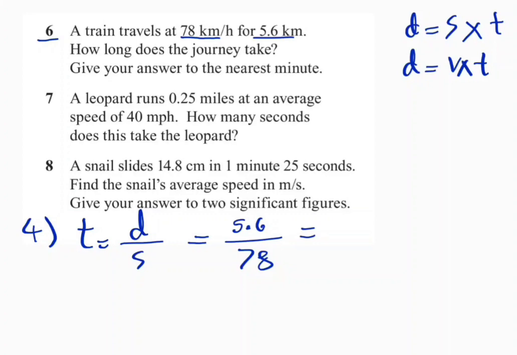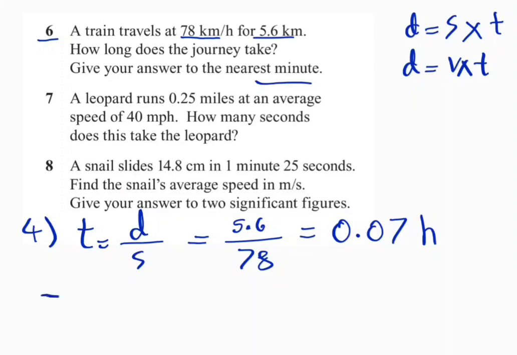Okay, so we need to give our answer to the nearest minute, and if we want to do that, what happens here is that the answer we get is 0.07. It's approximately 0.07 hours, because the unit is kilometers per hour, so the unit of the time is going to be in hours. However, the question is asking us to give the answer in minutes, so we need to do a unit conversion at the end, which we can do using simple ratios.